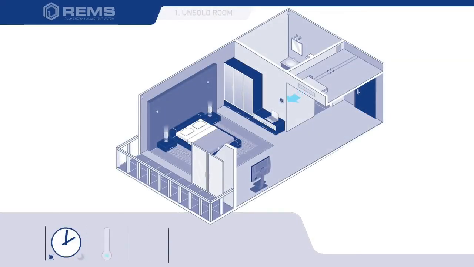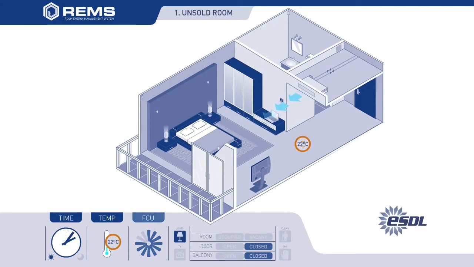In scenario 1, the fan coil unit and lights are switched off when the room is unsold or unoccupied and the two-way valve is closed, while the room temperature is monitored by REMS. When the room temperature reaches a point above a programmed threshold, for example 26 degrees Celsius, the fan coil unit will switch on, the two-way valve opens and the room is maintained at this efficient temperature setting, reducing the energy consumption and maintaining fresh air circulation.